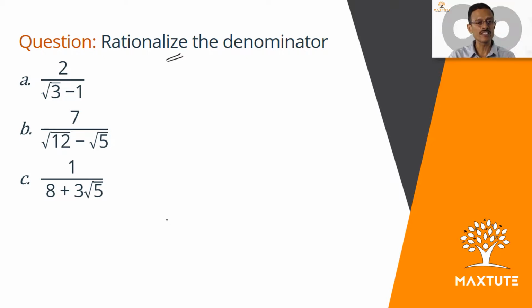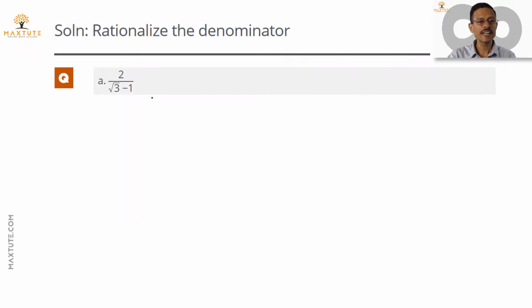We are doing 4 questions, 3 in this video and 1 in a separate video. We'll start with a very easy question and slowly increase the level of difficulty as we move from A to C. Let's start with the first one. We're trying to rationalize the denominator of 2 by root 3 minus 1. How do we go about it?